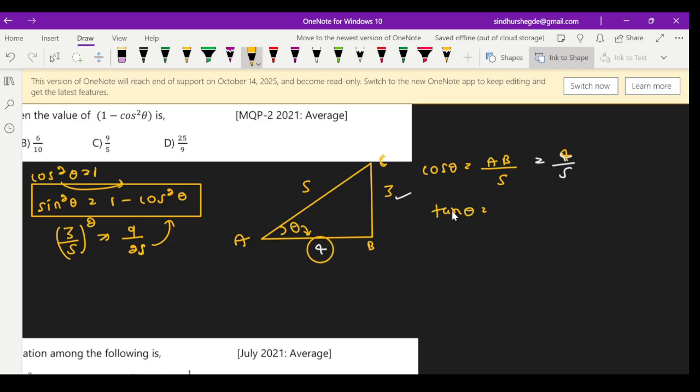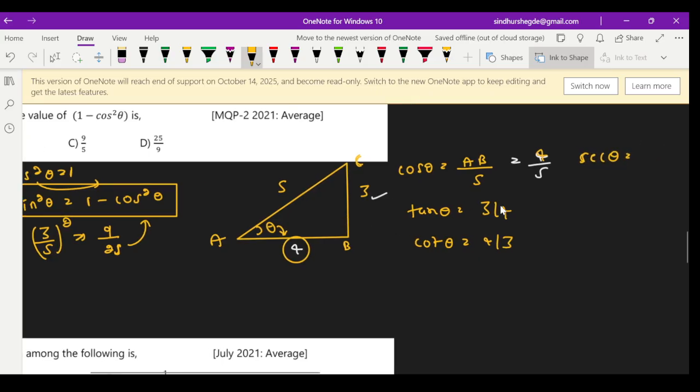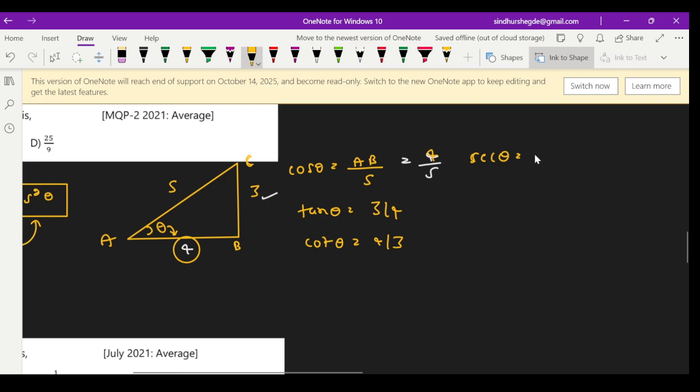Tan theta is the opposite over adjacent, 3 by 4. So cot theta is equal to 4 by 3. And what would be the secant theta? As I told you, flip the value of cos theta and you will get the value of secant theta, or else reverse it. So 4 by 5, make it 5 by 4. Shift numerator to denominator, denominator to numerator. For cot theta, same thing: flipping the value of tan theta, you will get cot theta.